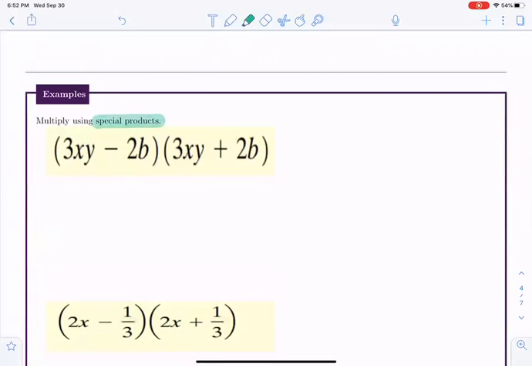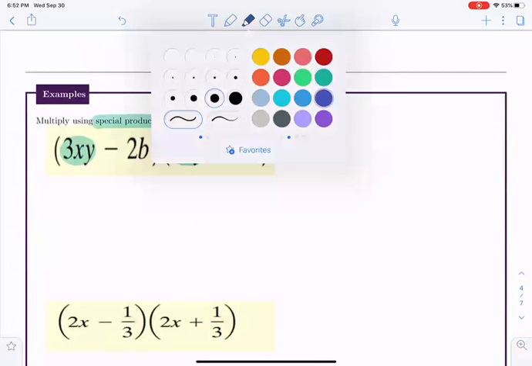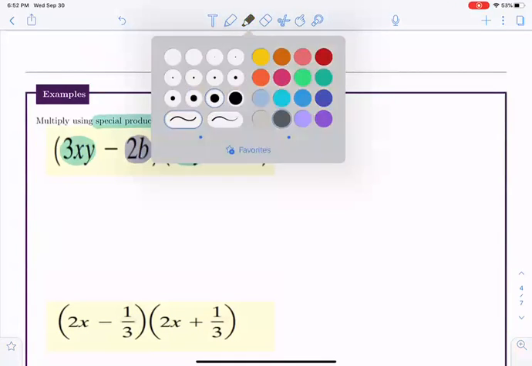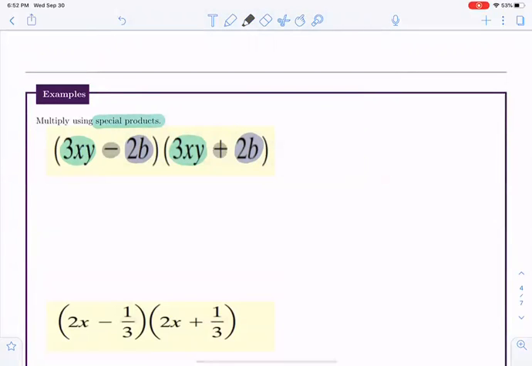So I'm going to write the first formula here, but before I write the formula, I want you to notice I have 3xy here. I have the same term there in the two polynomials. Likewise, I have 2b here. I have 2b there, the same term. But one of them has a negative sign, the other has a positive sign.